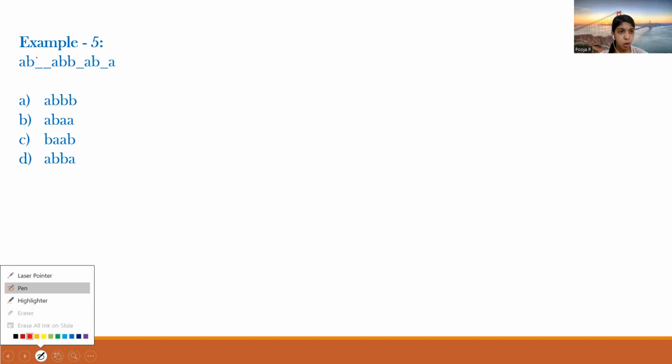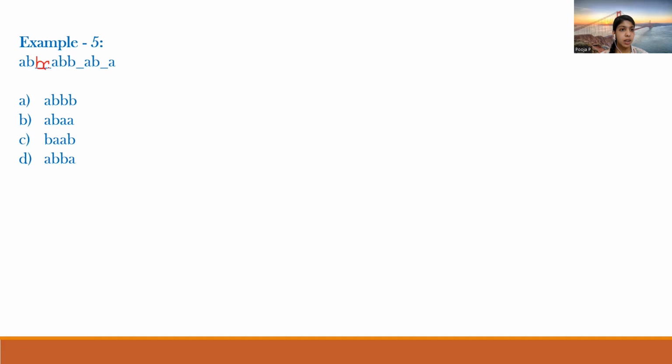Okay, so let's move to option C. You have B, A and B to be filled. So you have A, B, B, A, A. Okay, A, B, B, A, B, B, A, B, B, A, B, B, A, B, B, A. I hope you're getting this pattern. A, B, B, A, B, B, three times. Right. So the correct answer is option C, B, A, B. Fine.